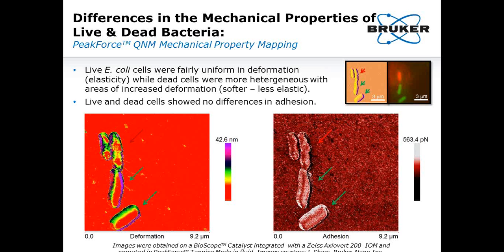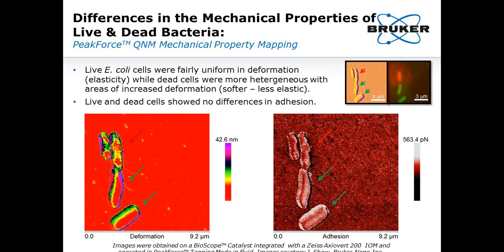Interestingly, for some reason, the smaller cell in the upper left of the image was not labeled in the live/dead assay. While we were unable to determine if this was a viable cell in the fluorescence images, it would appear from the deformation image that this would be a dead cell, having variable deformation similar to the confirmed dead cell immediately next to it.